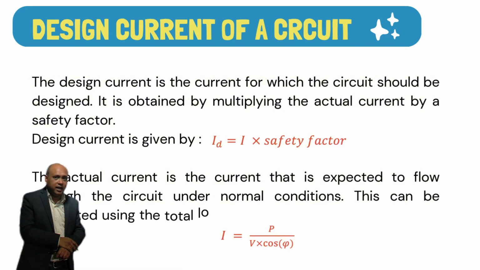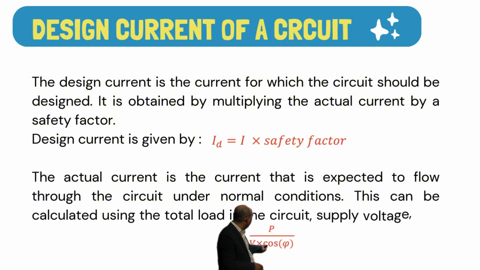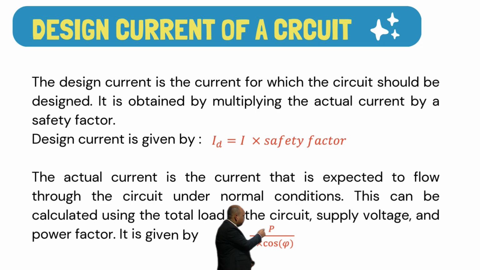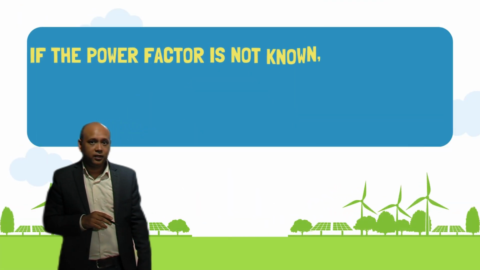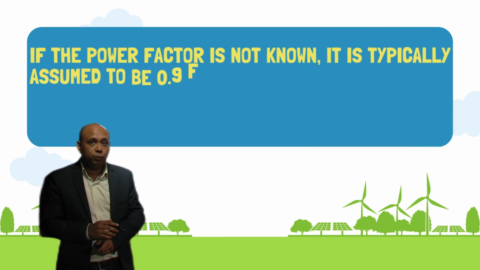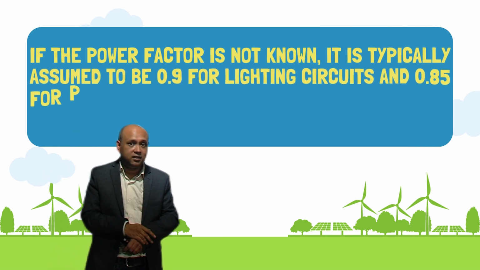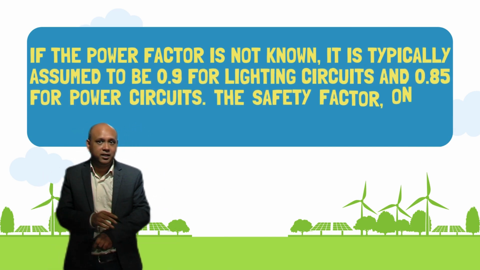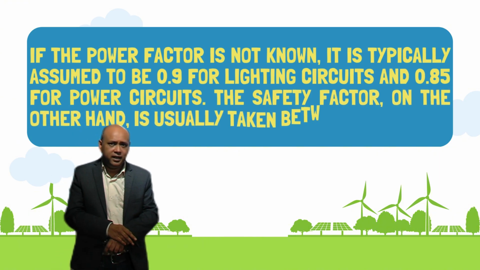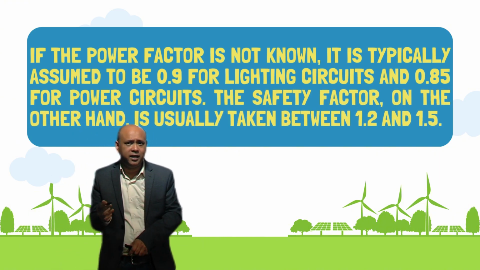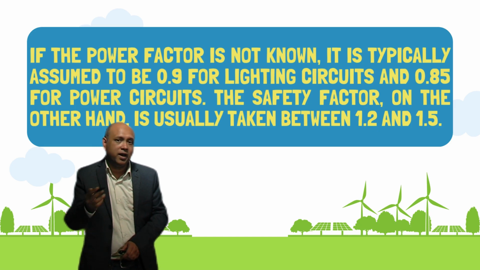So this can be calculated using the total load in the circuit, which is represented by P in this equation, and the supply voltage and power factor. If the power factor is not known, it is typically assumed to be 0.9 for lighting circuits and 0.85 for power circuits. The safety factor, on the other hand, is usually taken between 1.2 and 1.5.